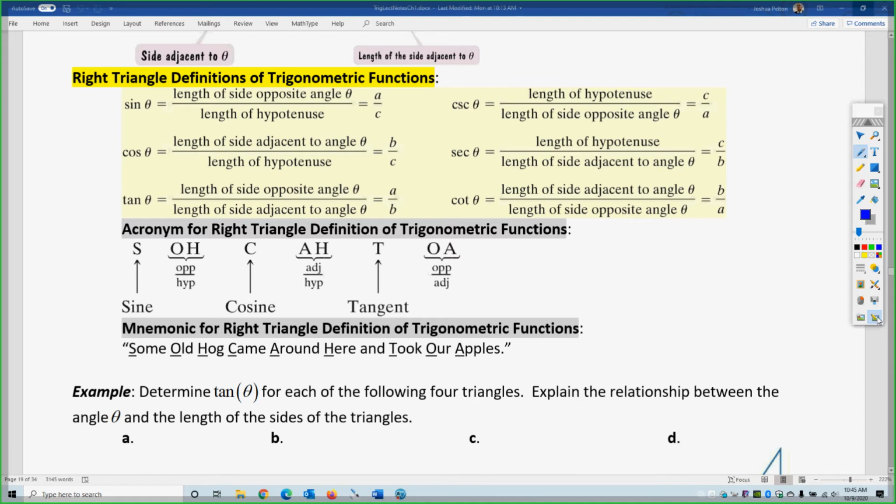So there are two ways to memorize or remember the ratios. One is the acronym and one is the mnemonic. The acronym is SOHCAHTOA, and the mnemonic is some old hogs come around here and took our apples. Either way, you should know SOHCAHTOA from geometry. Okay, so let's look at a representation here.